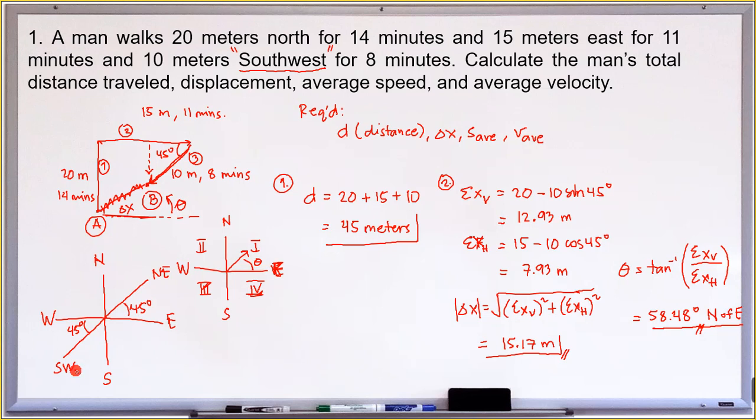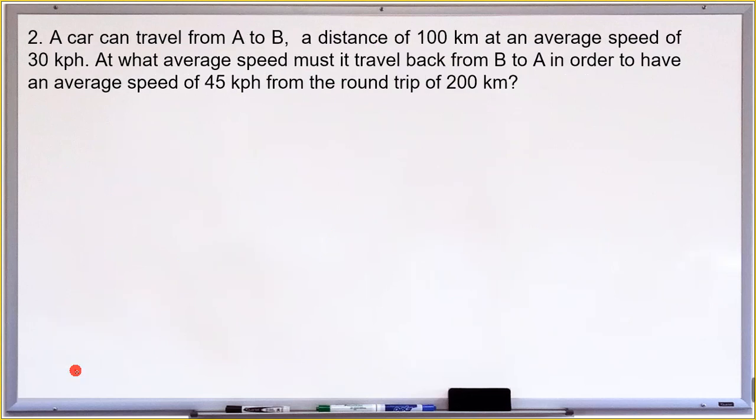So, walay pangutana? Sige, sir. Okay, example number 2. A car can travel from A to B a distance of 100 kilometers at an average speed of 30 kph. At what average speed must it travel back from B to A in order to have an average speed of 45 kilometers per hour for the round trip of 200 kilometers?